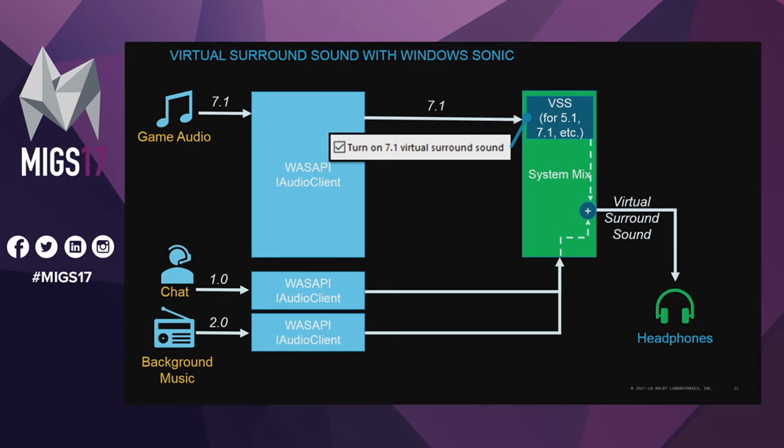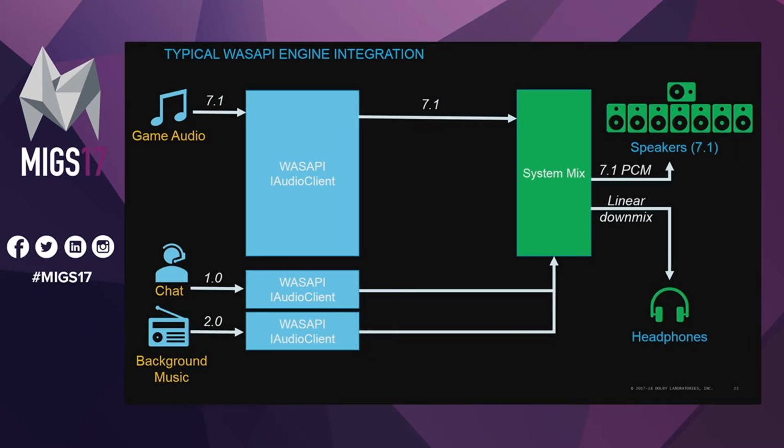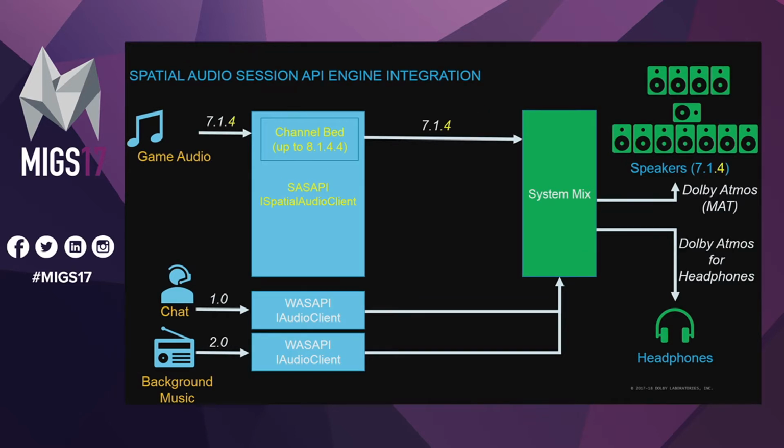But let me move back to the original 7.1 workflow we were talking about before. So how do we change all this to support a spatial audio configuration? Well, it's actually kind of easy. It's that easy. You pretty much use an ISpatialAudioClient. You present it to the channel bed, and you have a 7.1.4 panner now. So you now have overhead in your control. You can use that and provide overhead positioning as you like.